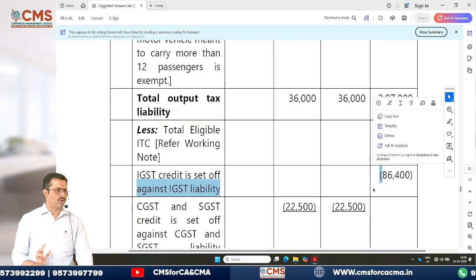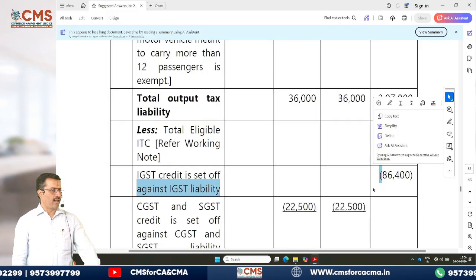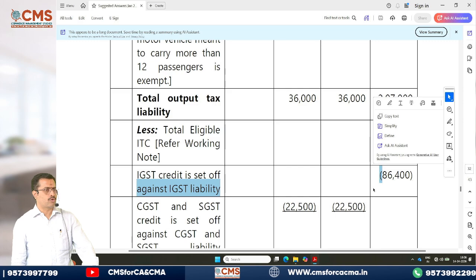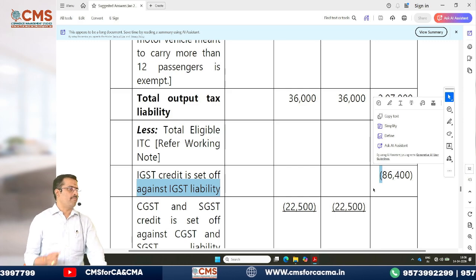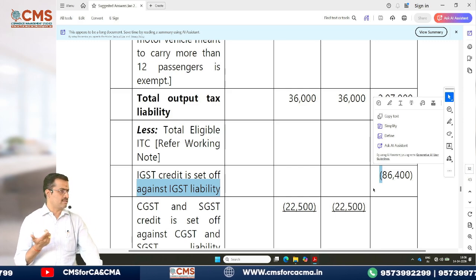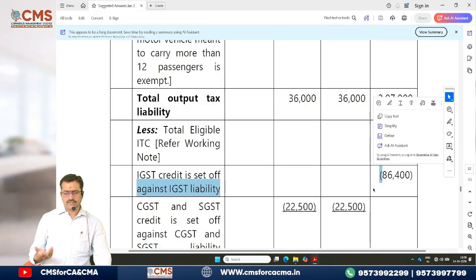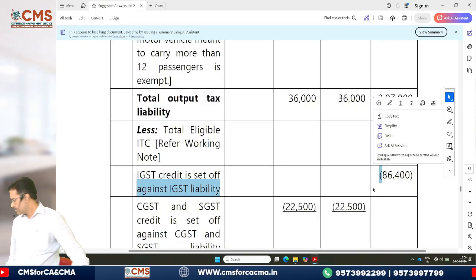Now time is 4:10. Take a break till 4:20 and come back. We will complete our registration, returns, payment of taxes, and if possible the tax invoice also. Okay, chalo.